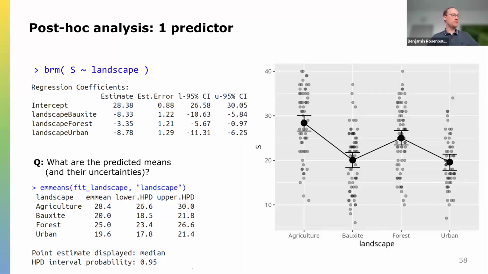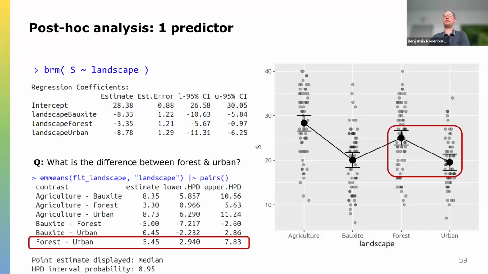This corresponds to the black dots you see in the figure here. And again, everything comes with an associated uncertainty. Here the lower and the upper are the 95% credible intervals. Okay, so this just extracts or computes some predictions. We can have different or more detailed questions for the model. For instance, what is the difference between species richness in forest and urban landscapes?